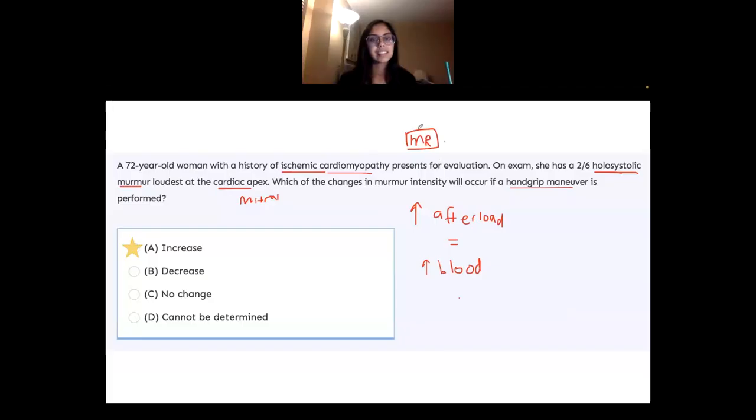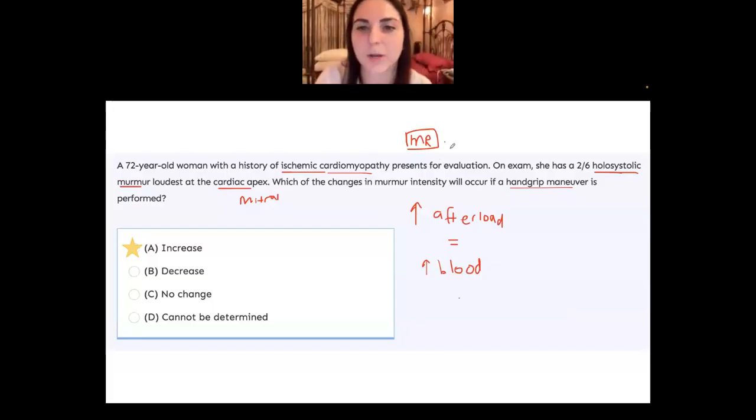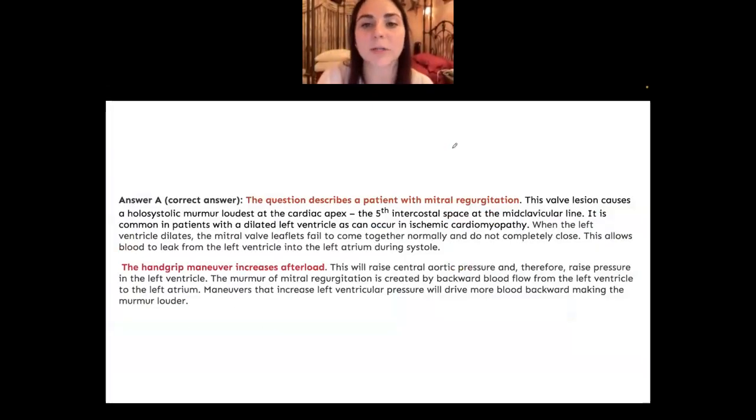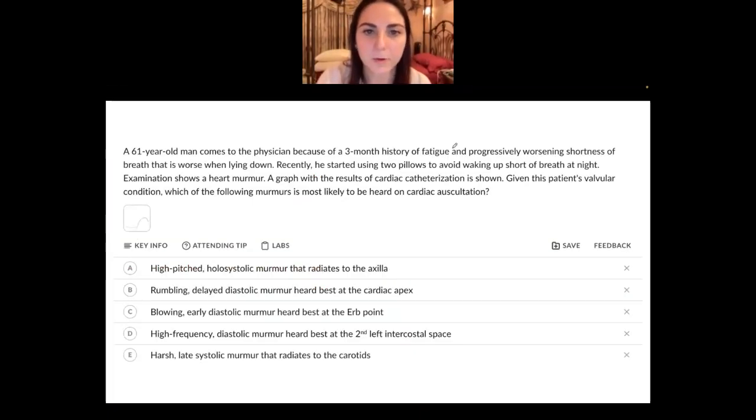So you kind of see the stepwise way of how you answer these types of questions. Yeah, perfect. So this is a left-sided murmur. If I'm increasing the amount of blood on the left side of the heart, it's going to increase the sound of it. Again, for most murmurs, if there's more blood in the heart, it's going to get louder. Cool. Perfect.